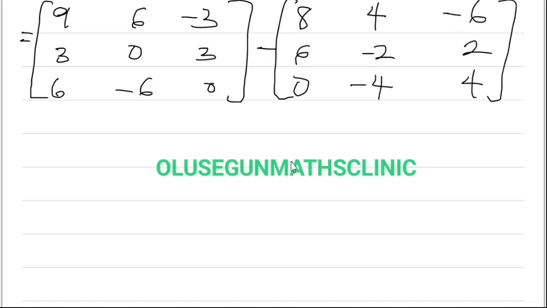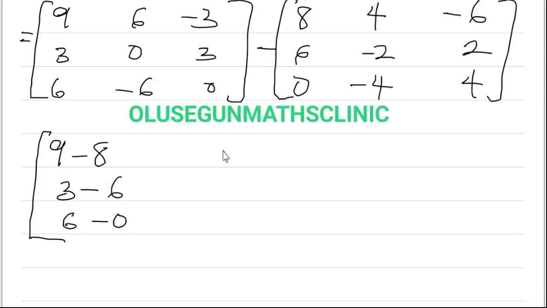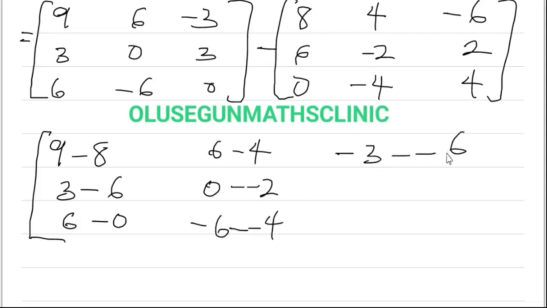So in view of this, by the time you have to multiply, to add, we have 9 minus 8, 3 minus 6, 6 minus 0, 6 minus 4, 0 minus minus 2, minus 6 minus minus 4. We have minus 3 minus minus 6, 3 minus 2, 0 minus 4. So this will give you the final answer. After you are able to add it up together, you get the exact value.